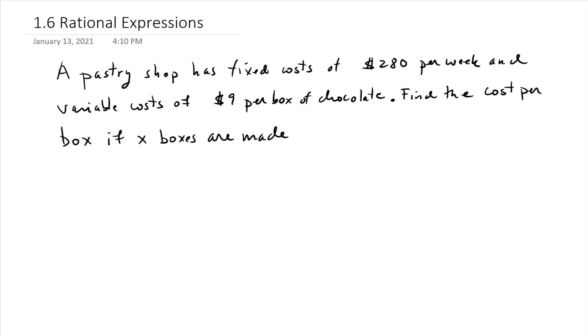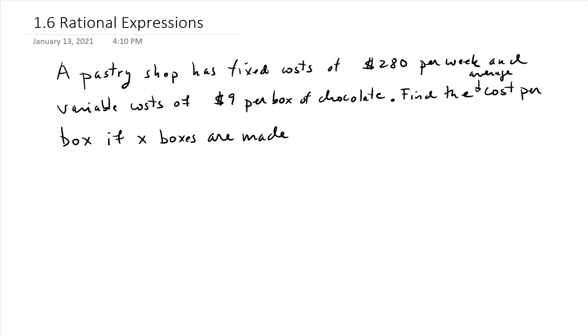You're going to sell chocolate here, so if you have to buy more cocoa to produce your chocolates, those are variable costs depending on how many boxes you sell. That's going to cost you more. So a variable cost of $9 per box of chocolate. Find the cost per box. There's a word missing here. Find the average cost per box if x boxes are made.